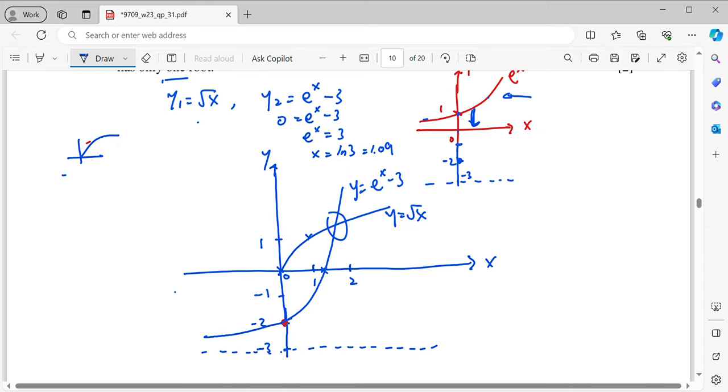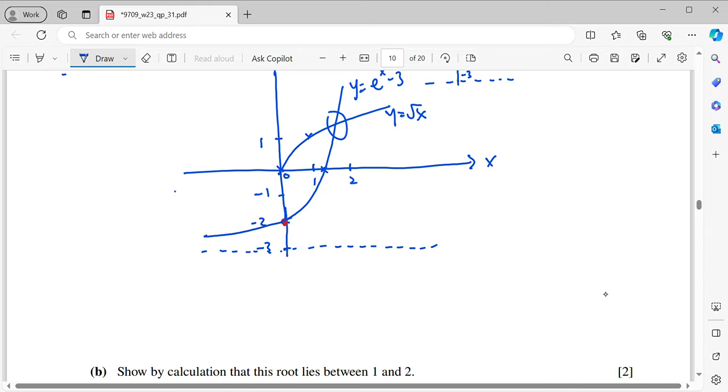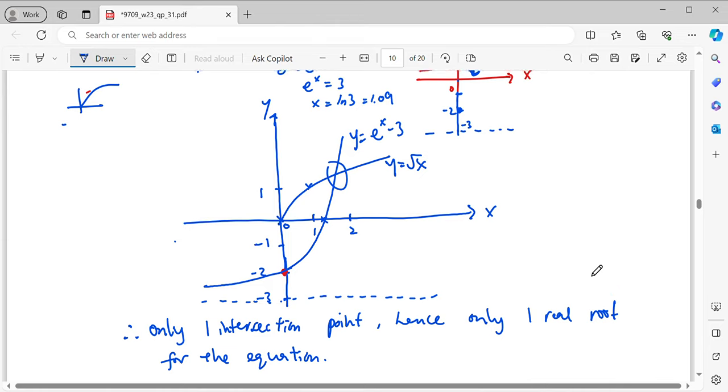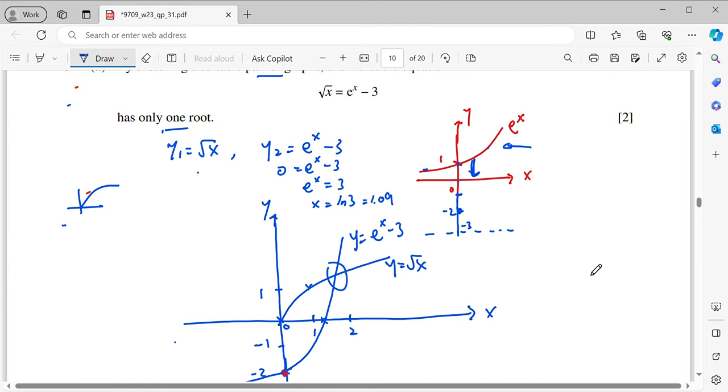Now obviously, there is only one intersection point. Therefore, you just write only one intersection point. Hence, only one real root for the equation. So this is the graph, and all these are rough work.